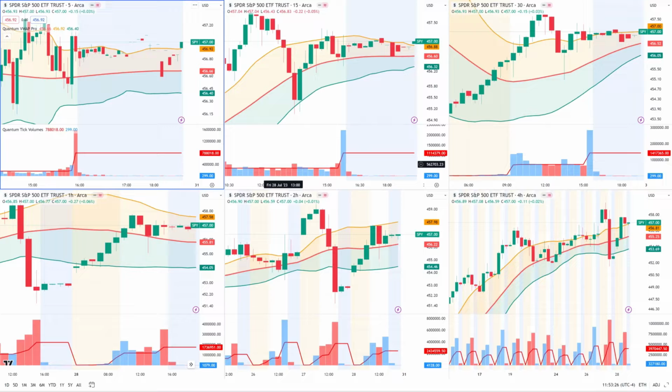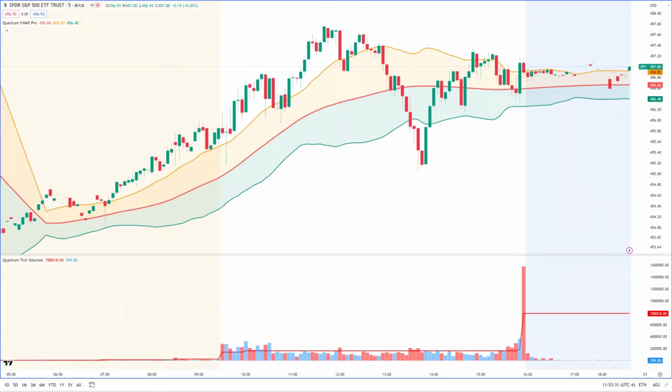Just click on the 5-minute. Let's start there. There we go. And as you might expect, it works in exactly the same way. The VWAP is the center line, and we have our outer two envelopes, the upper envelope and the lower envelope. These are defaulted to 1 standard deviation.